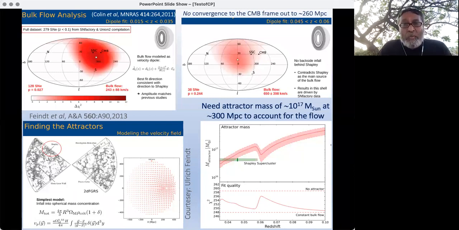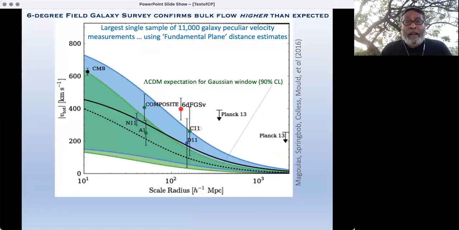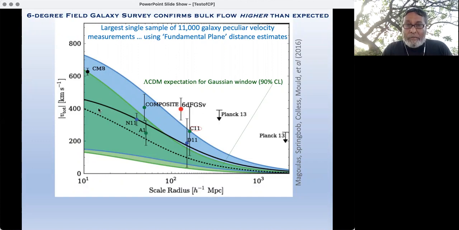And in fact, this has been confirmed by another group, the 6-degree field galaxy survey done from the Anglo-Australian Telescope. They have actually the largest sample of peculiar velocity measurements. They use the fundamental plane, which is a jargon for a relation for elliptical galaxies between the dispersion of the velocities and the angular diameter, which allows you to infer the distances, not very well, to maybe about 15% at best. And they find also a clear departure from the expectation in the standard lambda CDM model. This was the measurement we had made earlier in 2011, but we had a large error bar. They have a much smaller one.